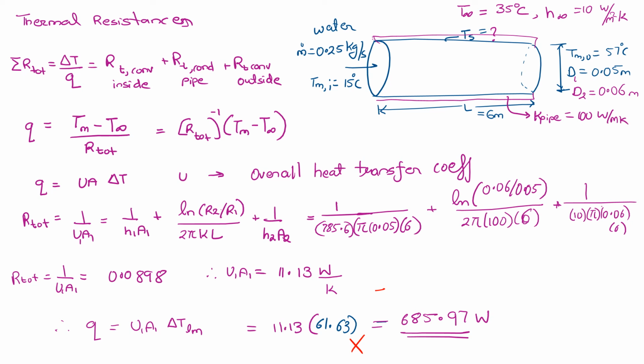So here our delta T Lm will be T infinity minus Tmo divided by, oh, just wait.